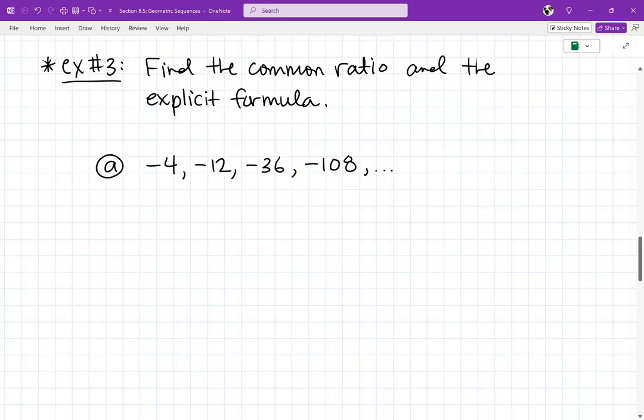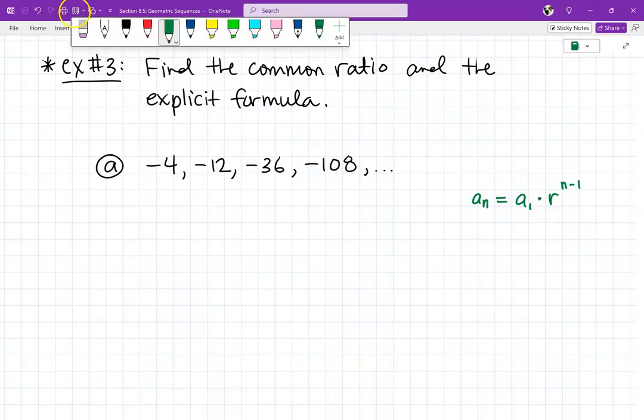All right, example 3. So little by little, we're making you do a little bit more. Example 3 says find the common ratio, so find R, and the explicit formula. Remember the explicit formula, let me write it down for us. It's A sub n equal to A sub 1 times R to the n minus 1. All we got to do is figure out A sub 1 and R. That's it. And that's exactly what they're asking us to do, to find the common ratio R and then find the explicit formula.